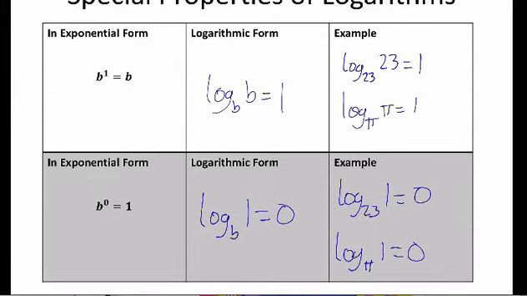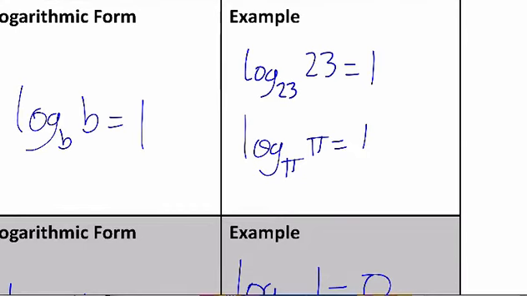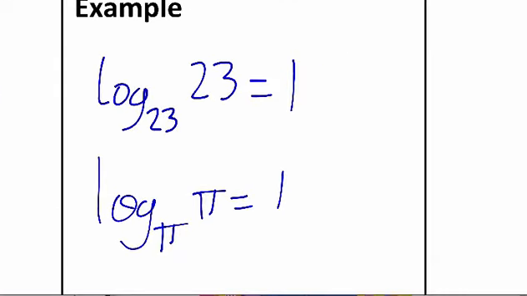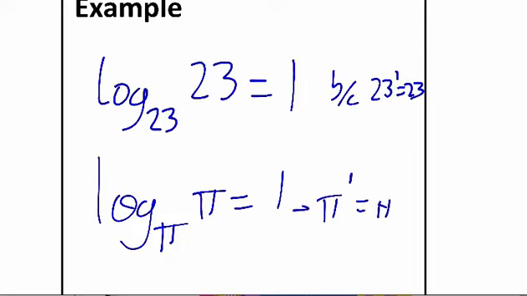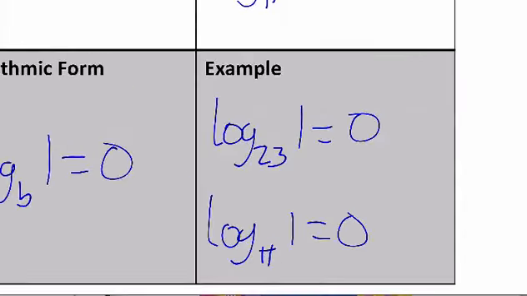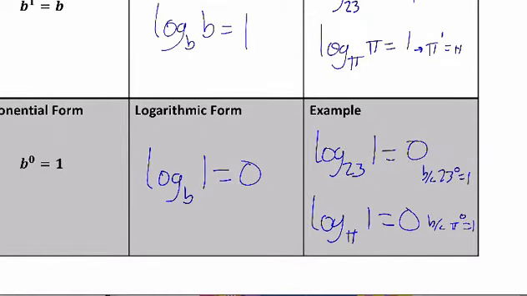And again, the reasoning for these, especially in this first corner, log base 23 of 23 equals 1 because 23 to the first equals 23. Same thing with this, pi to the first equals pi. Down here, this would be 23 to the 0 equals 1, and this one would be pi to the 0 equals 1. So we're just translating them back into exponential equations.